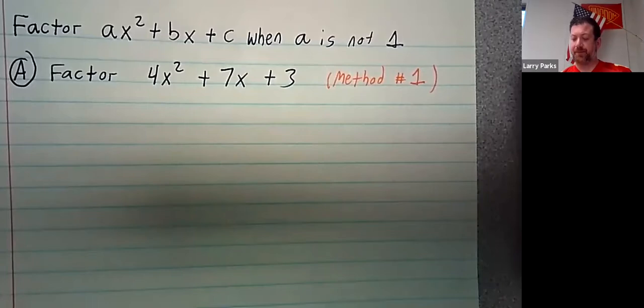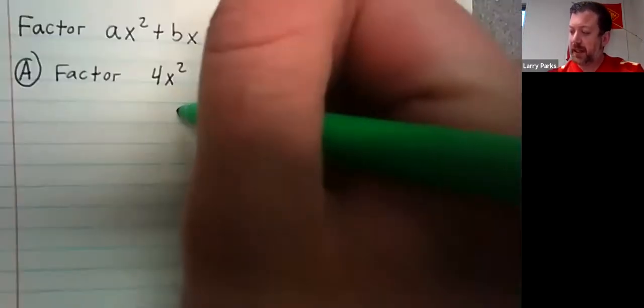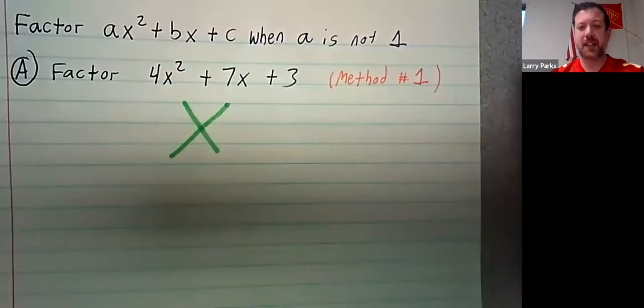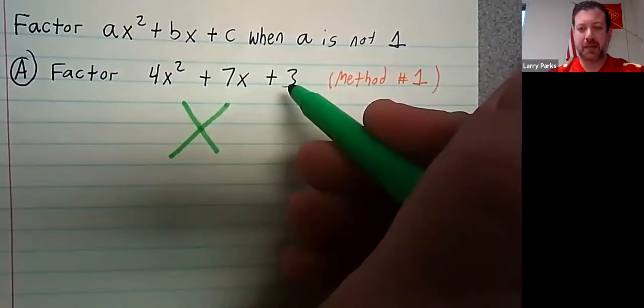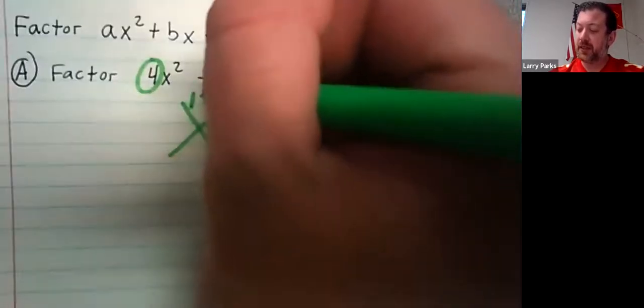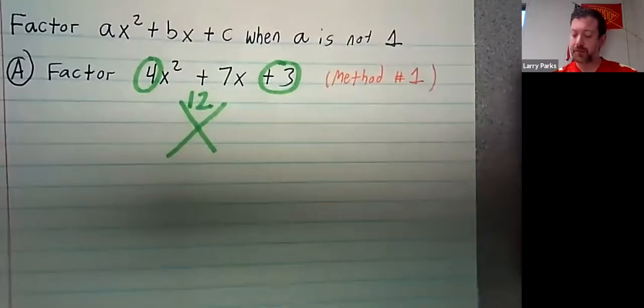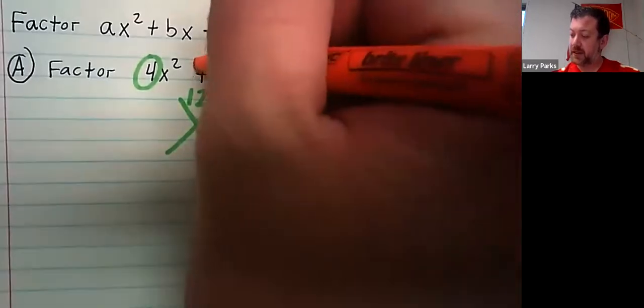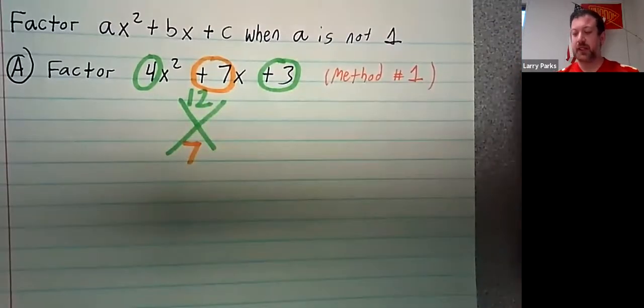My next step would be to still make that triangle, or I should call it an X. I don't know where the triangle came from. Instead of putting the 3 on top like we did before, now we're going to multiply it by the first number. So it's going to be 4 times 3 is 12. And we're still going to pull down the 7. You then go through and start thinking about what multiplies to 12 but adds to 7. That would be 4 and 3.